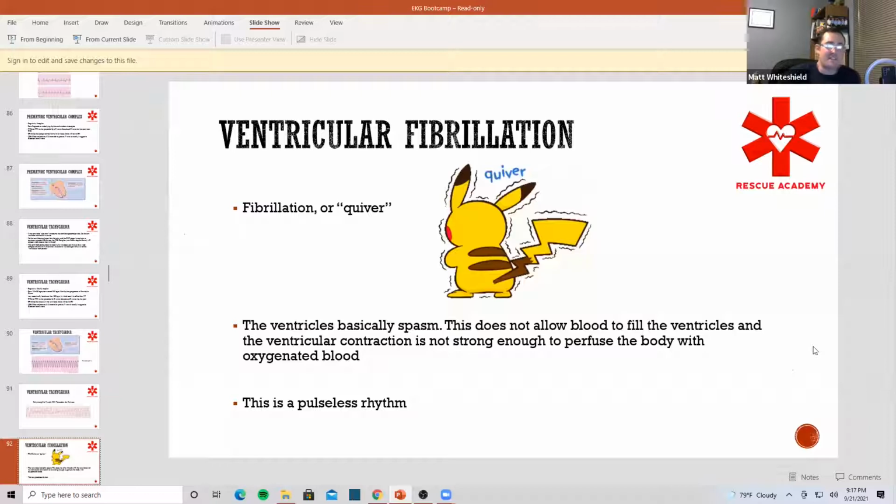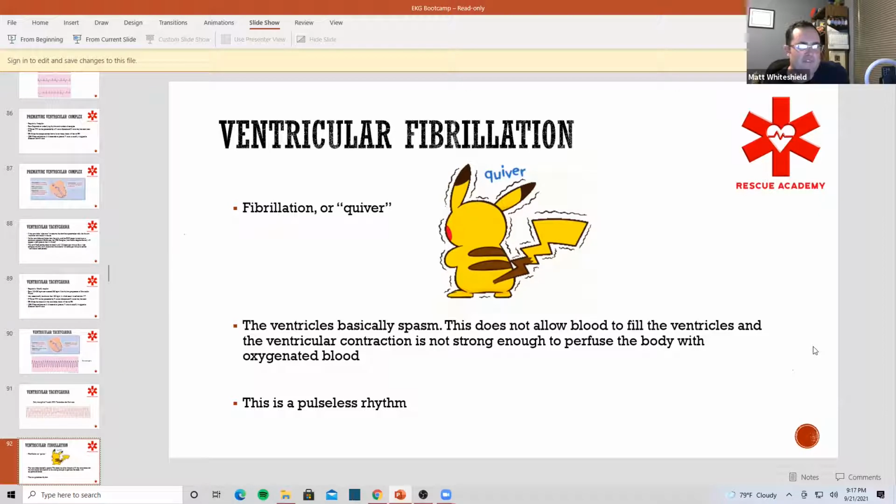Basically what's happening here is the ventricles are just fibrillating. They're quivering. Nothing's happening, right? This is what your AED is looking for. This is what everybody wants to shock, right? Unfortunately, not all your codes look just like this.